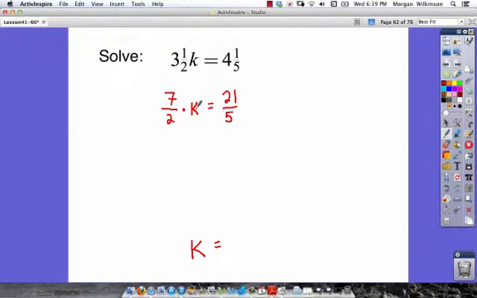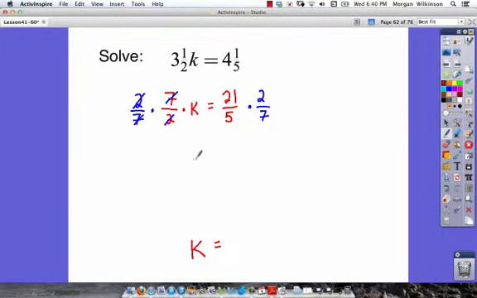Okay, we need to know what k is. If we want to know what k is, we need to undo the multiplication of 7/2. To undo multiplication, we could multiply by the reciprocal. Let's go ahead and do that. We're going to multiply 7/2 times 2/7. Because the 2's cancel, 2 divided by 2 is 1, 7 divided by 7 is 1, and 1 times k is just equal to k. That's what we want to know. What we do on one side of the equation, we have to do on the other side of the equation. So we multiply this side by 2/7, so we're going to multiply this side by 2/7. We can go ahead and find our answer now.